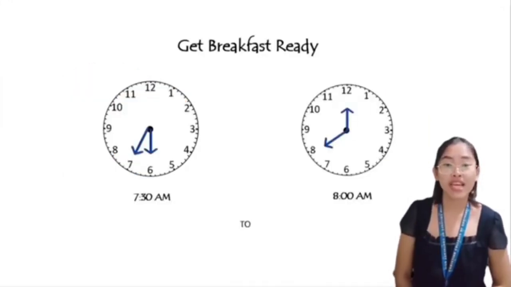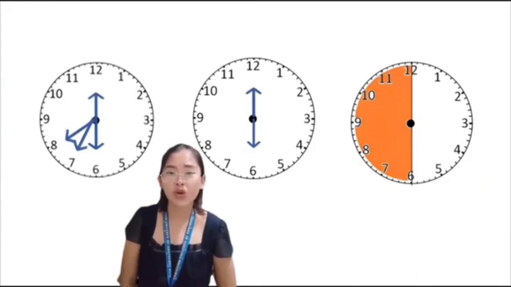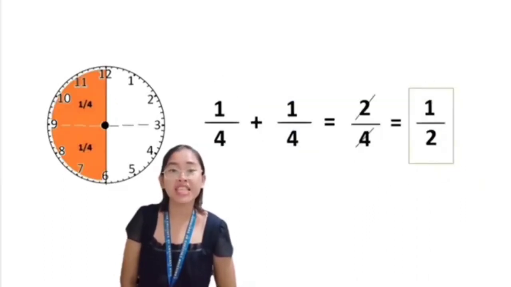Also, I included the second activity, which is to get breakfast ready. That consumes 30 minutes from 7:30 a.m. to 8 a.m. To know the fraction, I combined them and figured out the 1/2 piece equivalent to 30 minutes of the time schedule of preparing my breakfast.